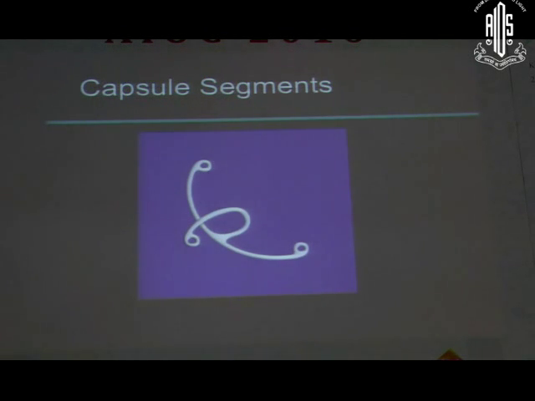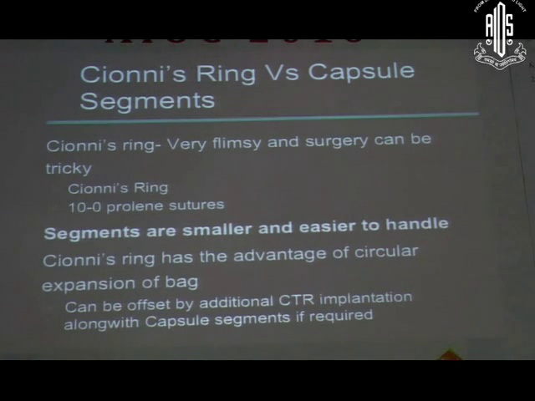The capsular segment is nothing but a modification of the Sionis ring. It does not have a full circumference, but a bit of it, and that same eyelet which is coming above the circumferential arc. Now, why a segment is because the Sionis ring is flimsy, and the surgery can be slightly tricky with a lot of sutures going in, trying to manage it and putting it in the bag. But with a segment, you can actually play around. You can actually pull it out of the bag whenever you want to.